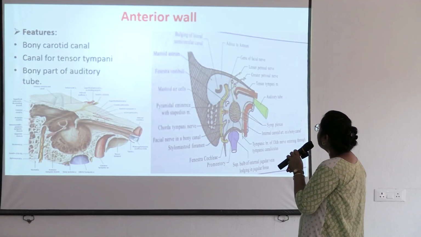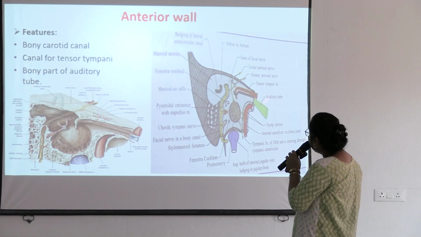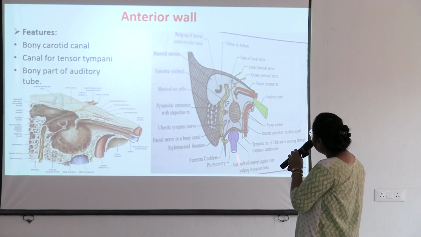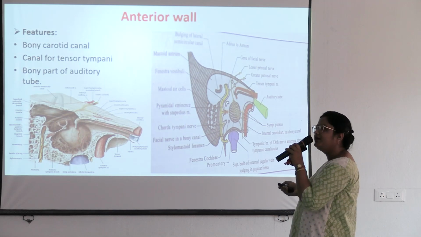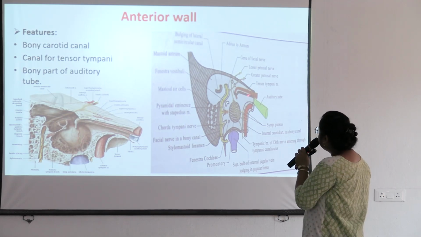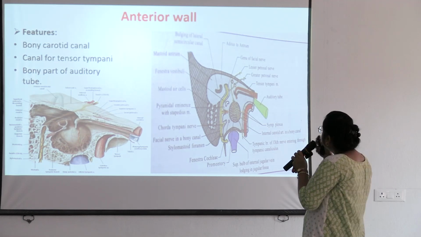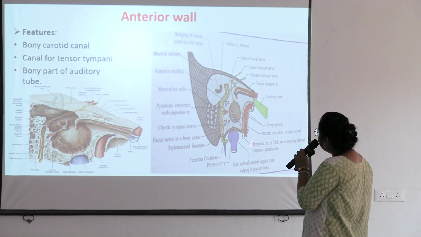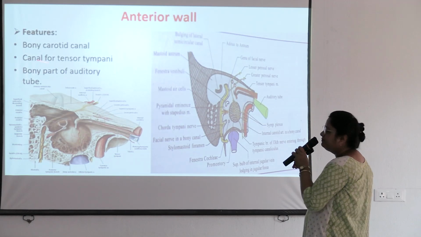Okay. Next is the anterior wall. This part is the anterior wall. Here, in this view, this is the anterior wall. Okay. In the anterior wall, you are getting the bony carotid canal. See, this is the carotid artery surrounded by the sympathetic plexus. So the bony carotid canal forms the anterior wall, and the canal for the tensor tympani muscle.